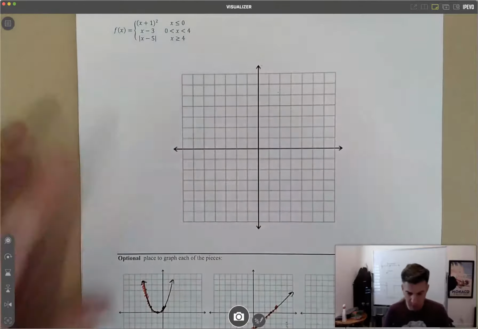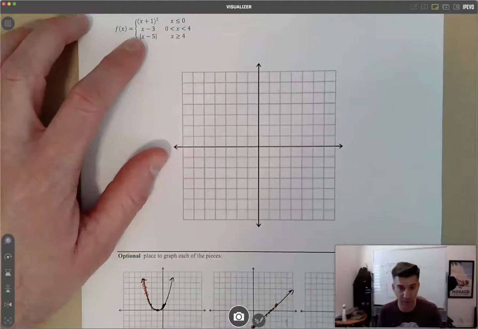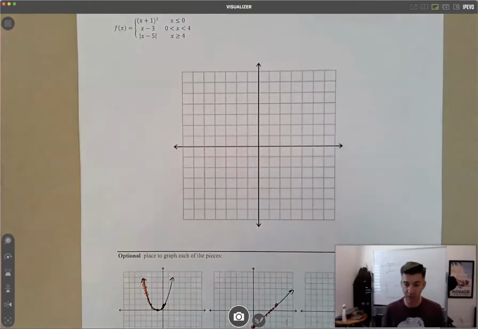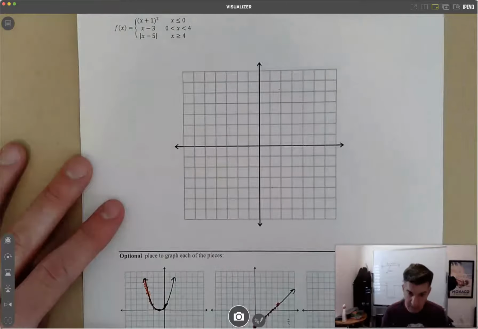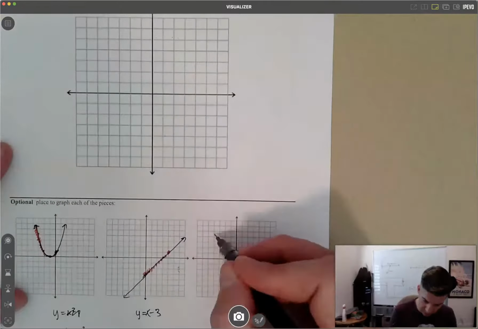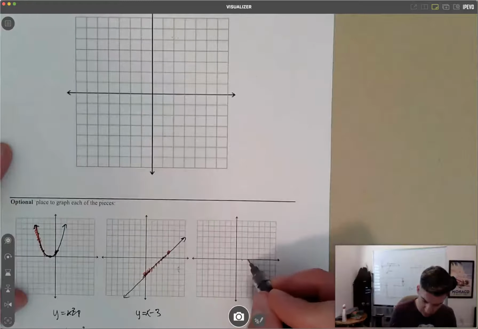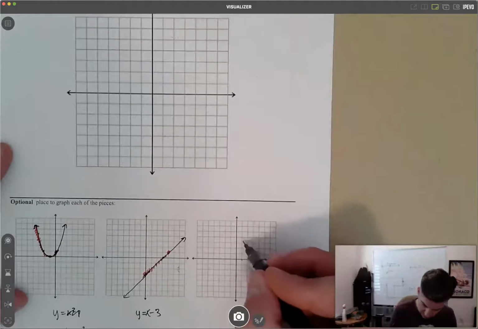And then we want the absolute value of x minus 5 for x greater than or equal to 4. The absolute value function looks like a V shape, and it's going to be shifted 5 to the right. So normally it'd be like this. Sorry, you guys can't see that. Apologies. Normally it'd be like this, but we're going to shift 1, 2, 3, 4, 5 to the right. So it would look like this.